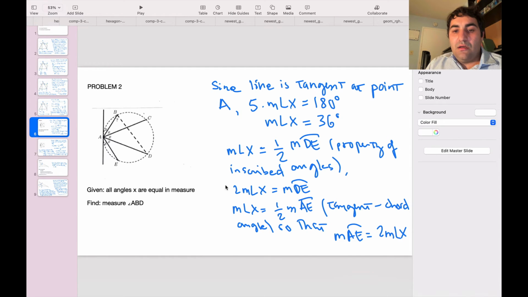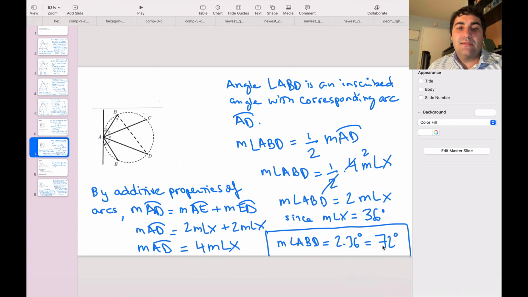We also know that measure of angle X here is equal to 1/2 times the measure of this arc here, AE, since the angle is a tangent chord angle. So we use the same formula as we do for the inscribed angle. So measure of angle X equals 1/2 times the measure of arc AE. So measure of arc AE equals 2 times the measure of angle X.